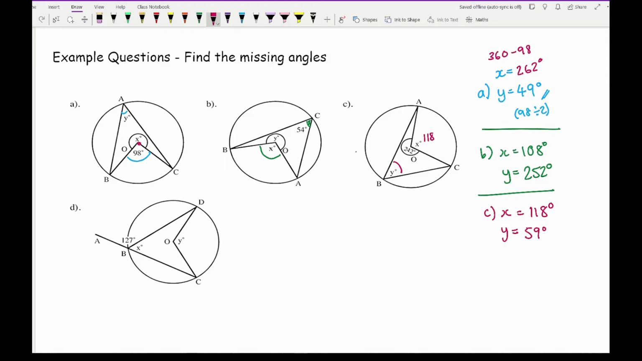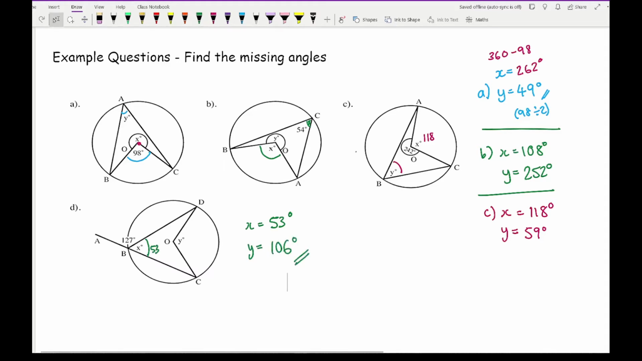And finally, with regards to question D, I can work out what angle x is, because I'm going to do it in alphabetical order. Here I know angles on a straight line add up to 180. So to work out x, I've just got to do 180 take away 127, which gives me an answer of 53 degrees. Then if I know that's 53, y is going to be double that, so that's 106 degrees, and there I've answered my questions.